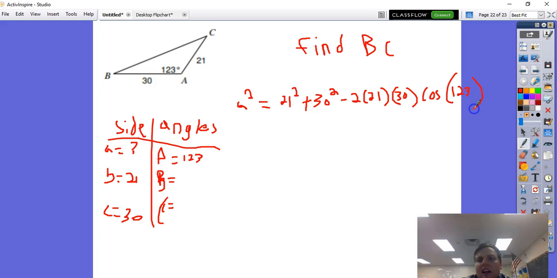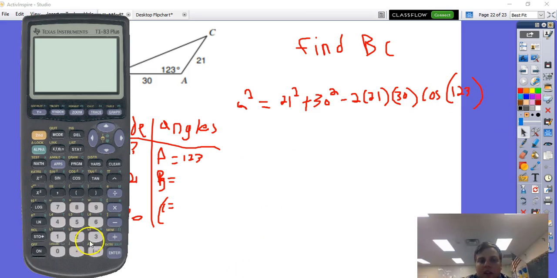So this is definitely a situation where I can plug all this into my calculator in one go. So I type into my calculator: 21 squared plus 30 squared minus 2 times 21 times 30 times cosine of the angle 123 degrees. Before I click enter, I'm going to check my degree mode. Make sure I'm in degree mode. I am. So then I go back to this and I press enter.